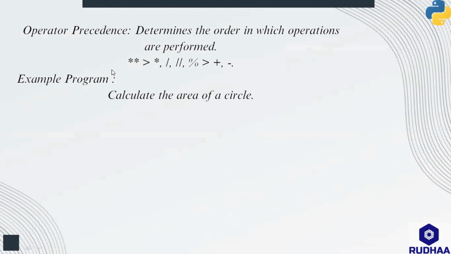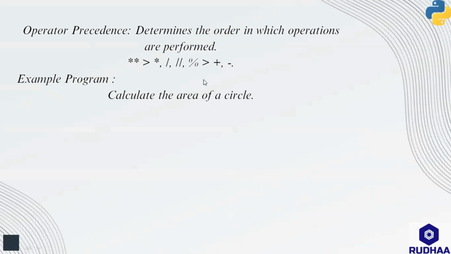These arithmetic operators have precedence. Each and every arithmetic operator has a priority, and the order of priority is given here. Exponentiation takes the highest priority, so that will be executed first, followed by multiplication, division, floor division, modulo, and finally addition and subtraction. Higher priority goes to exponentiation and least priority to subtraction. These are the precedence of the operators.